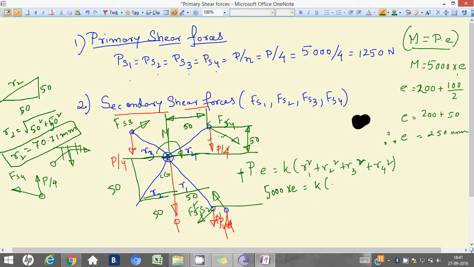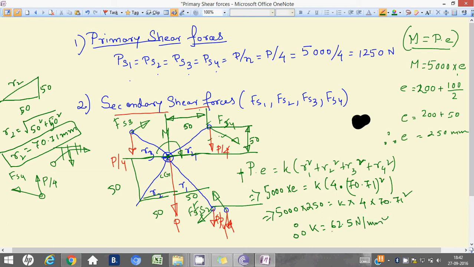So this will be nothing but, since the four values are the same, we will be taking 4 into 70.71 square. We found the value of E, that is nothing but 500, so 5000 into 250 equal to K. If we multiply all together and sort out the equation, it becomes 62.5 Newton per mm square. Let's note it down, the value of R2, or the value of all the R, and the value of K.